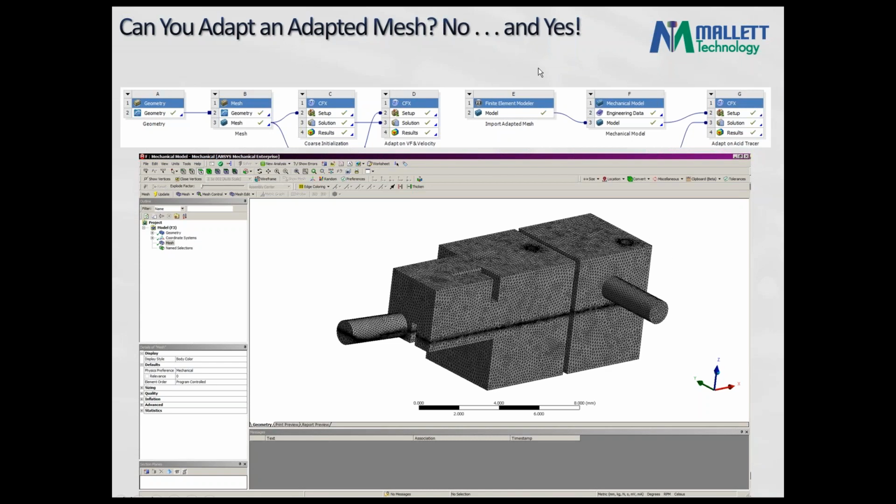So the point is, mesh adaptation is an extremely useful tool. It's often overlooked. It does have some limitations, but if you're clever, you can get around virtually all of those limitations.